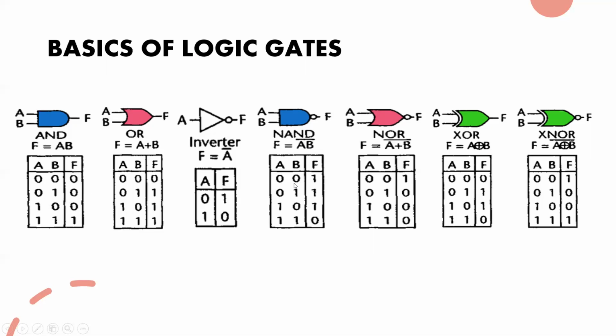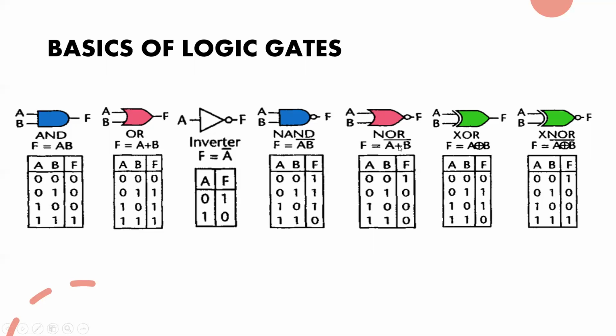So 0 into 0 is 0. 0 complement is nothing but 1. So we write 1. 0 into 1 is 0. Complement of 0 is 1. So we'll write 1. So likewise, the output values are 1, 1, 1 and 0.